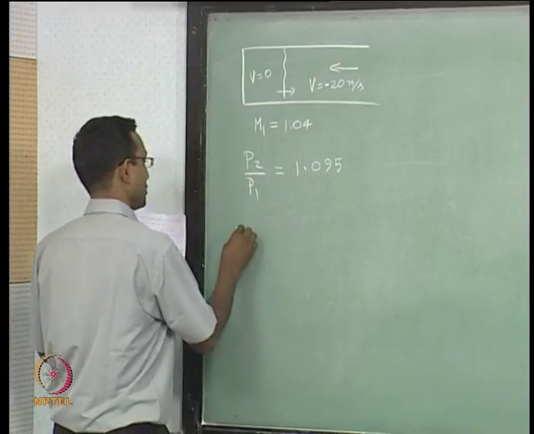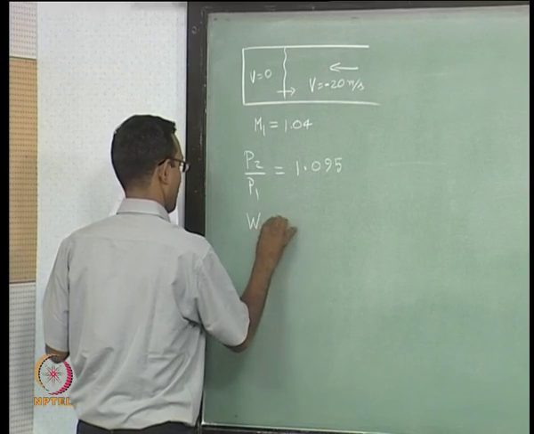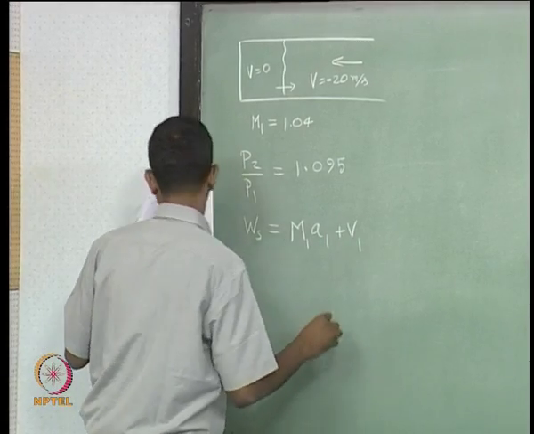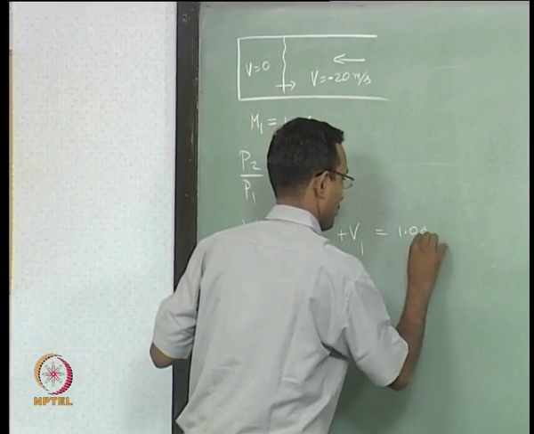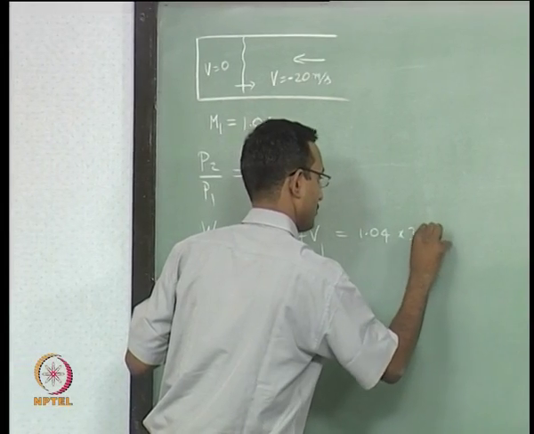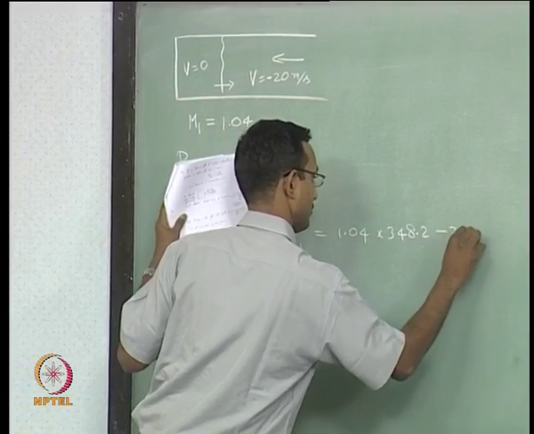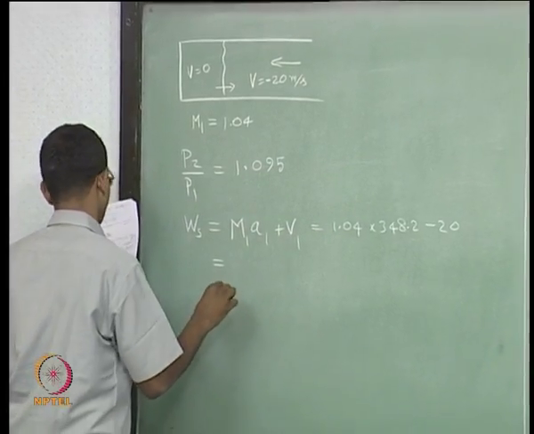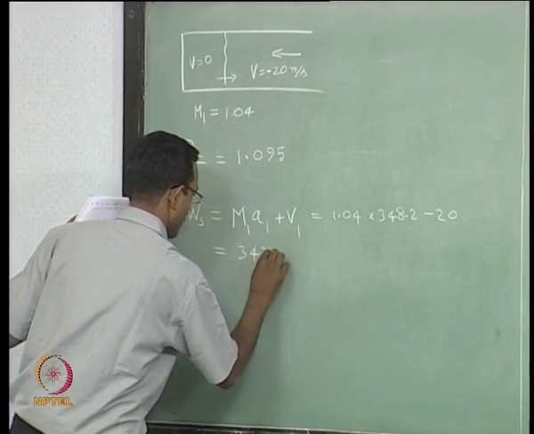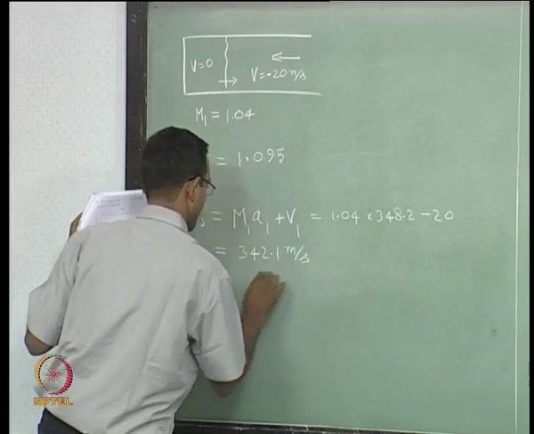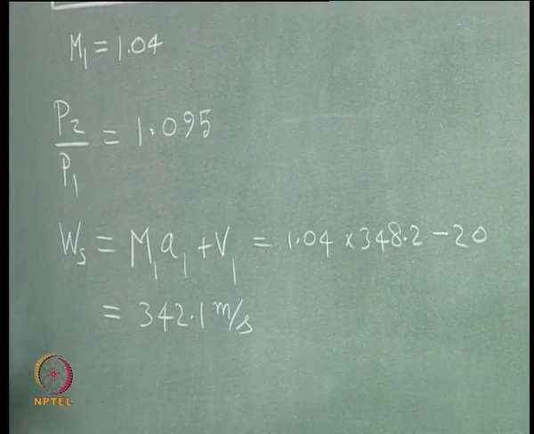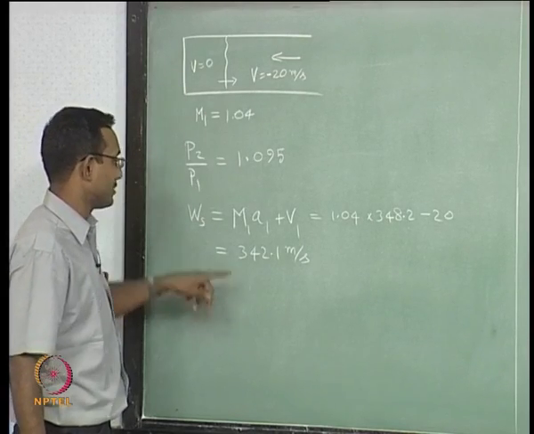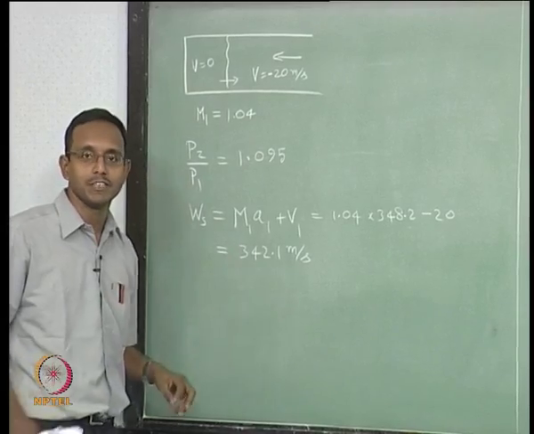If I want to find the shock speed, we know this formula already, I am just going to write it. I am putting minus 20 because V1 is minus 20. This answer happens to be 342.1 meter per second. So, what we are finding is that the wave that is telling that there is a lid at the end of the duct is travelling at the speed of 342.1 meter per second.